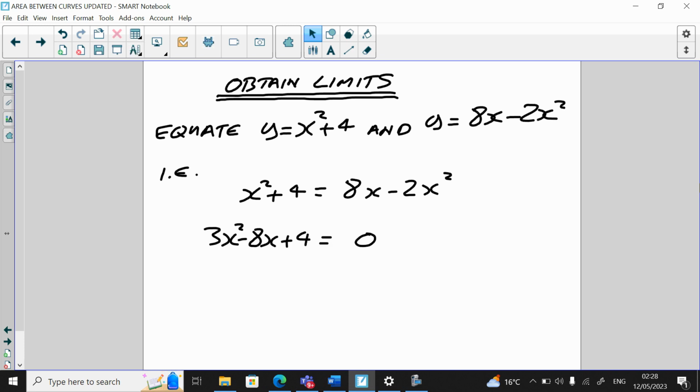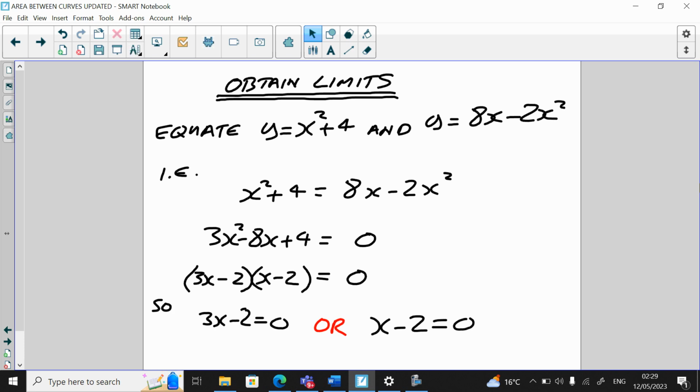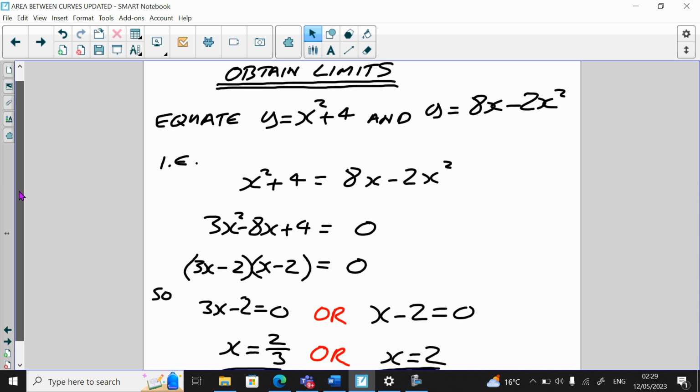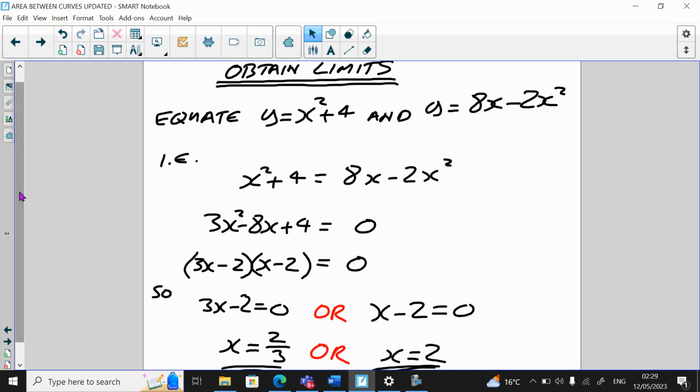Okay, so we've ended up with a quadratic equation. It's not just a single x squared, so that can get factorized, or you can use the quadratic formula, up to yourself. I can factorize that, I'm going to do so. If you're not up to factorizing a quadratic equation, let's solve for 3x take away 2 equals 0, or x take away 2 equals 0. So it's going to be x equals 2/3 or x equals 2. Right, so that looks fine. Leave it as 2/3. Don't decimalize it.